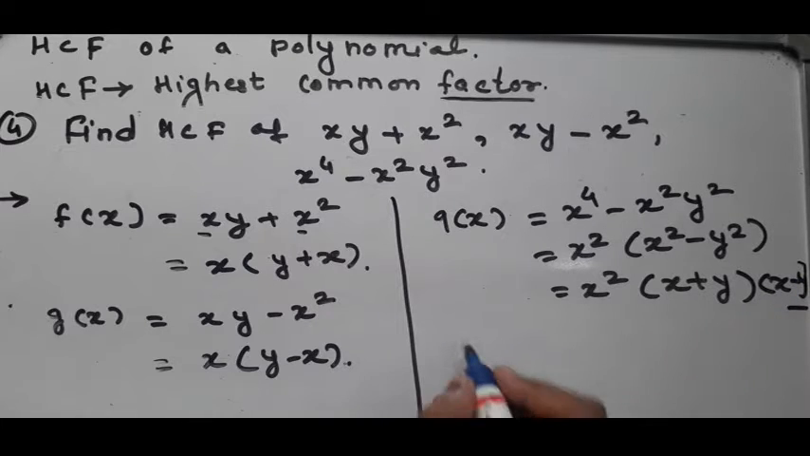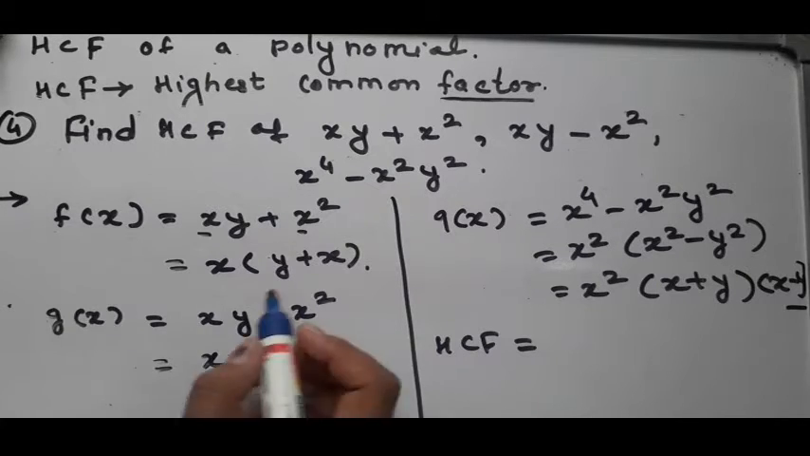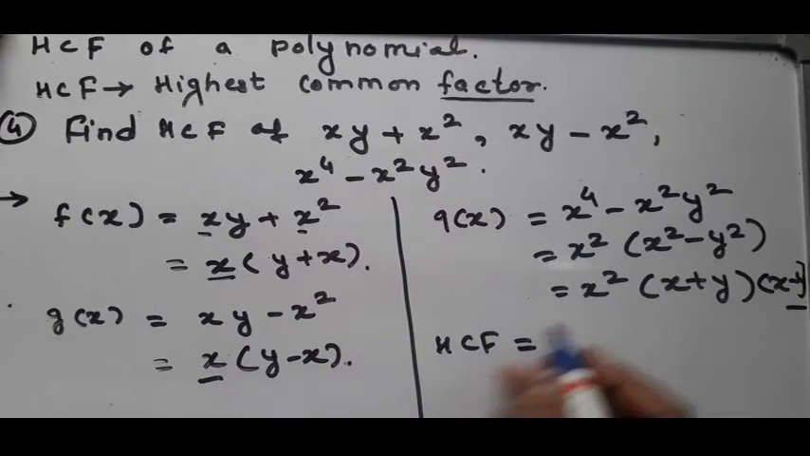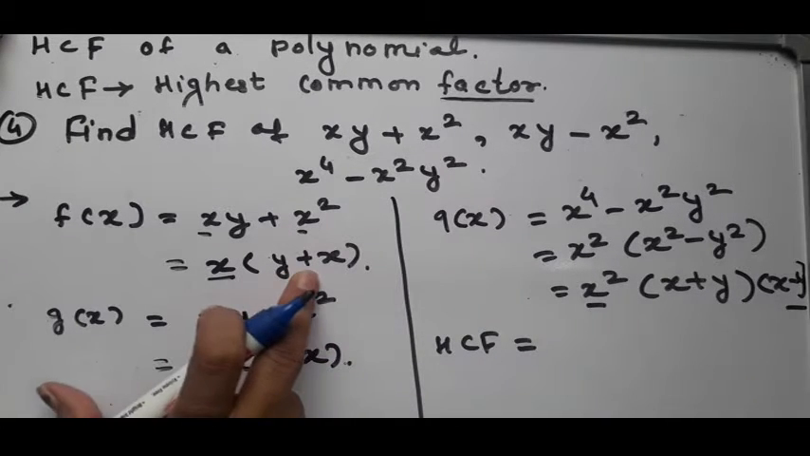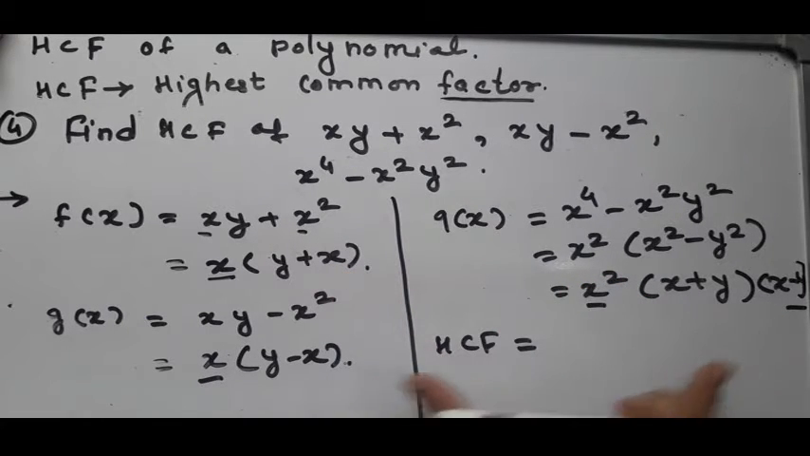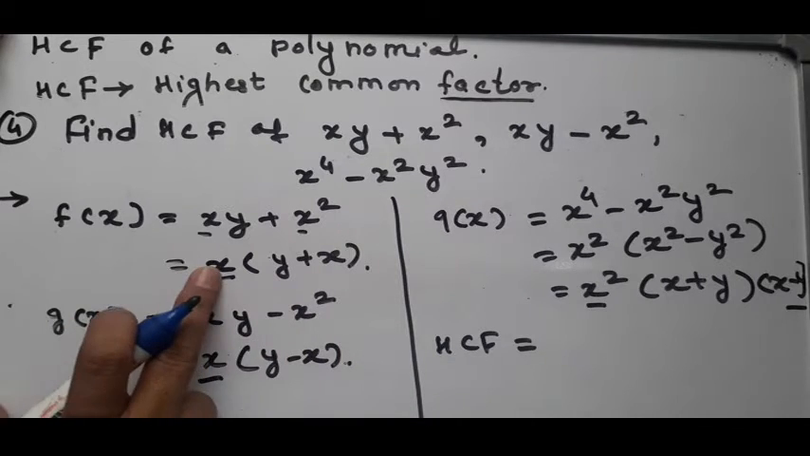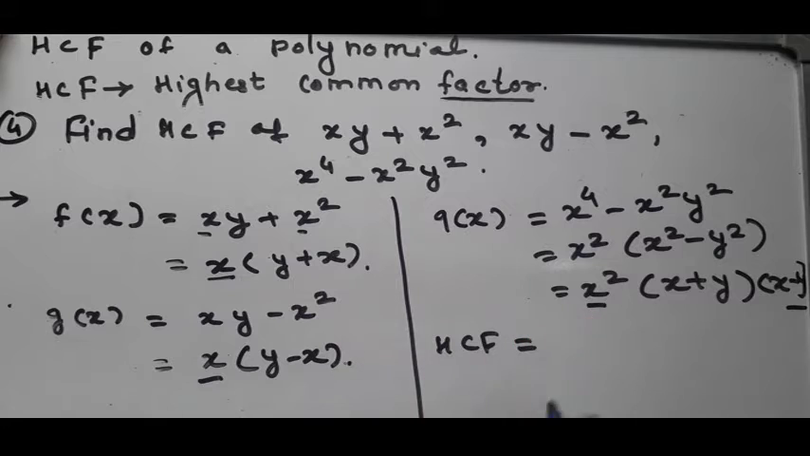So what will be the HCF? Now we have to find the common from 3 terms, so we can write the term which is common in all 3 of the terms. Now you can see x is common in all 3 of the terms, y plus x is common in 2 terms and y minus x with minus sign can be taken common from 2 terms only, not from all 3 terms. So we will take only the term which is common in all 3 of the polynomials, that is x. So HCF of the problem is x.